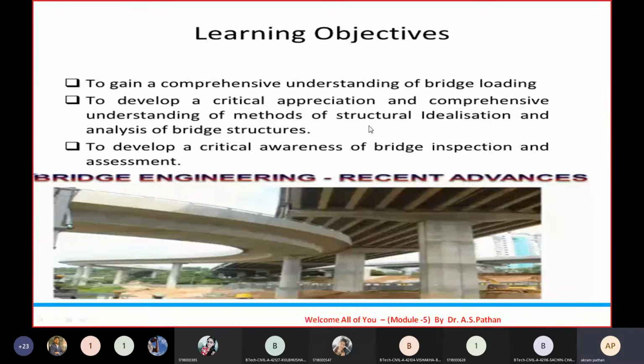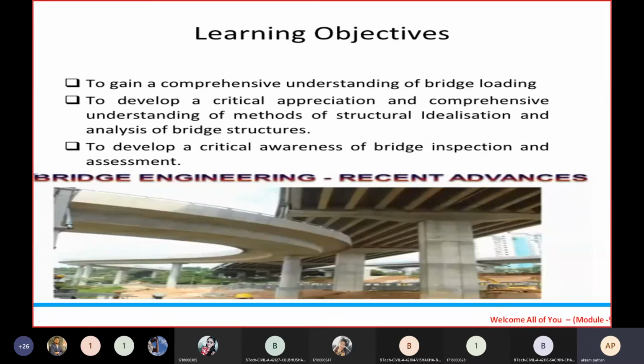That is the second most important learning objective from today's article: to develop a critical appreciation and comprehensive understanding of methods of structural idealization and the analysis of bridge structures. Then the third important learning objective is to develop a critical awareness of bridge inspection and assessment. So these are the learning objectives of today's article.